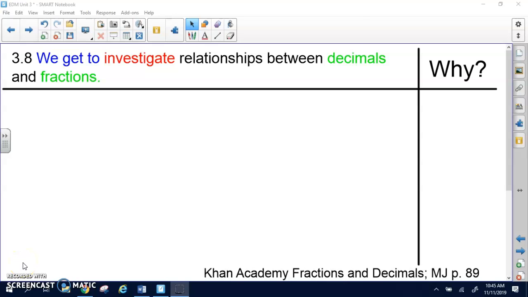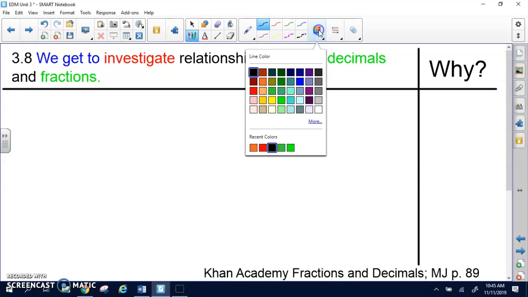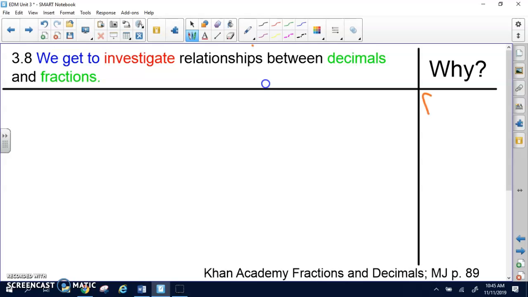We are working on 3.8, and we get to investigate the relationships between decimals and fractions. Just like what was said earlier, there is a relationship between fractions and decimals. Looking at those, they are the same idea generally. You're taking parts, and you're taking wholes and breaking them into parts.